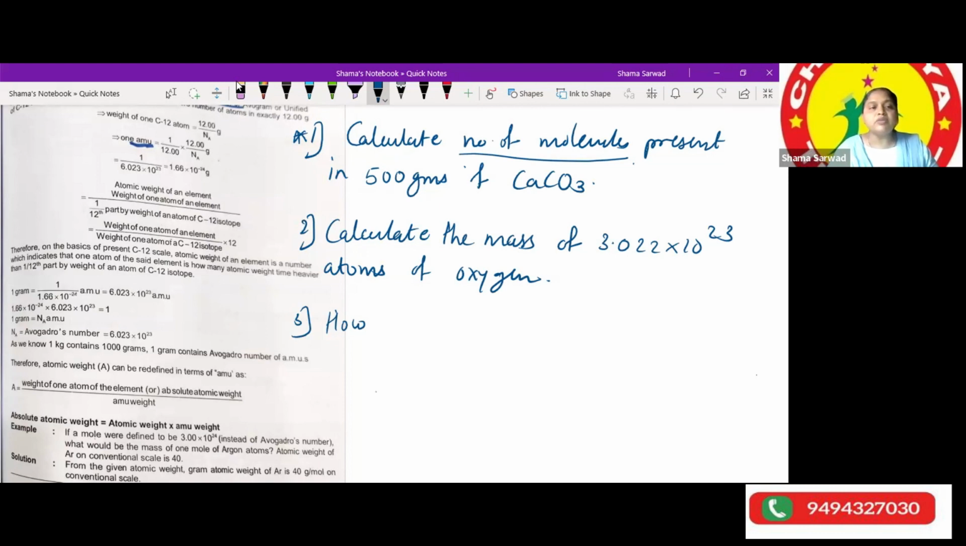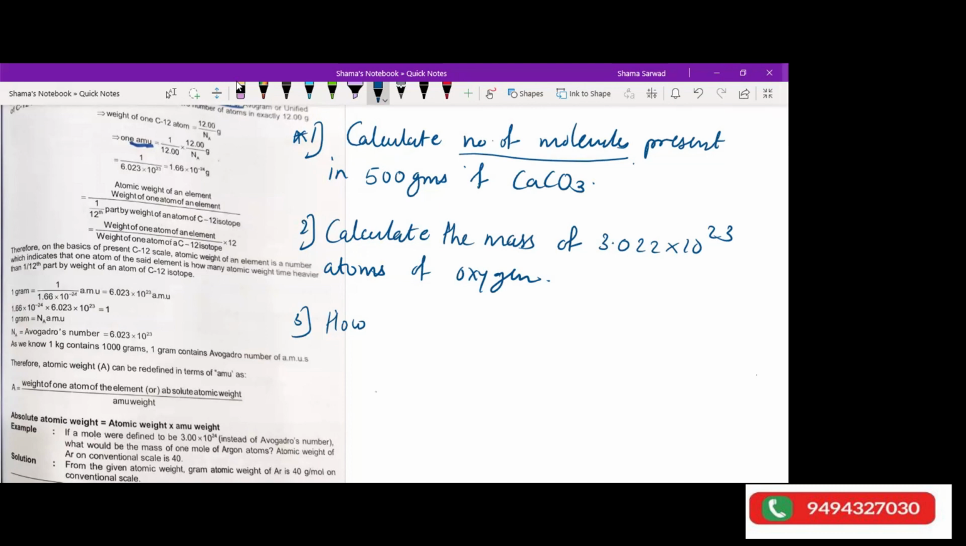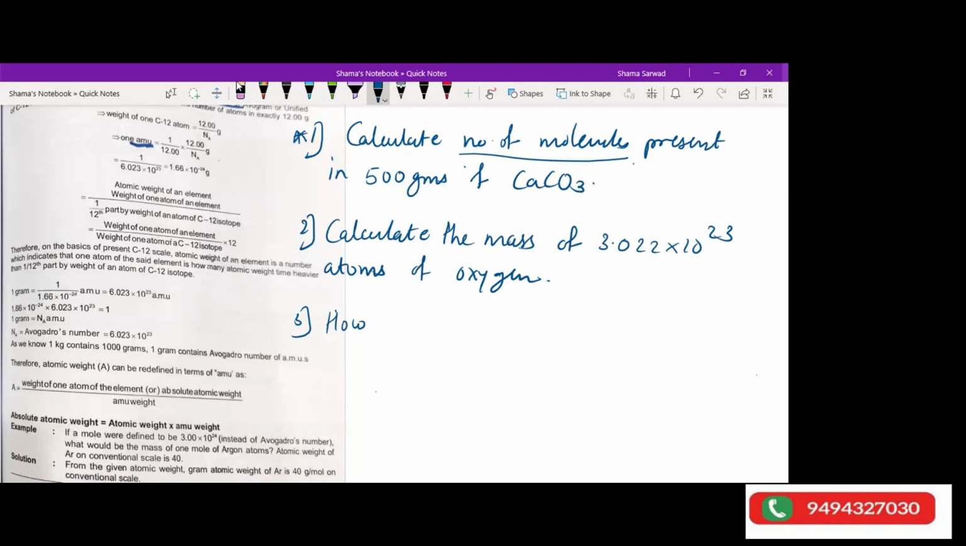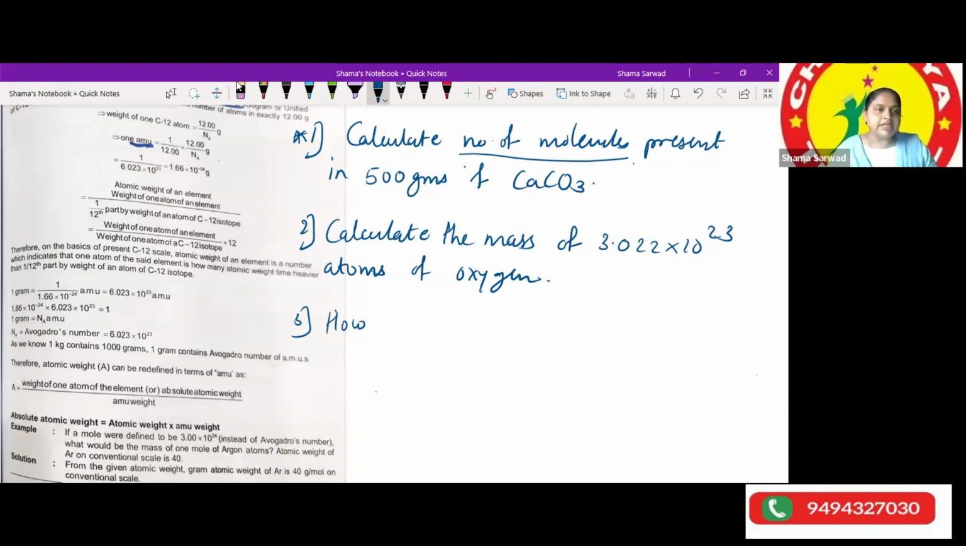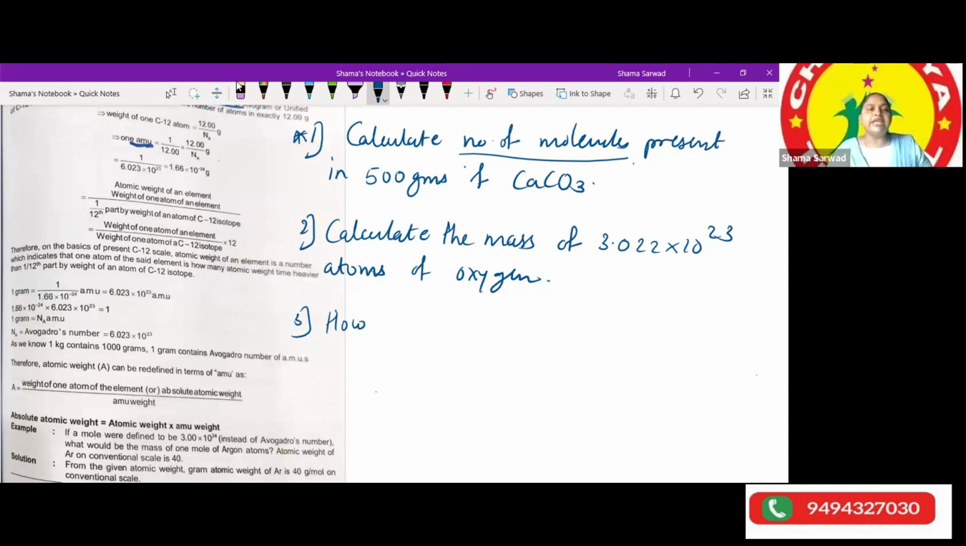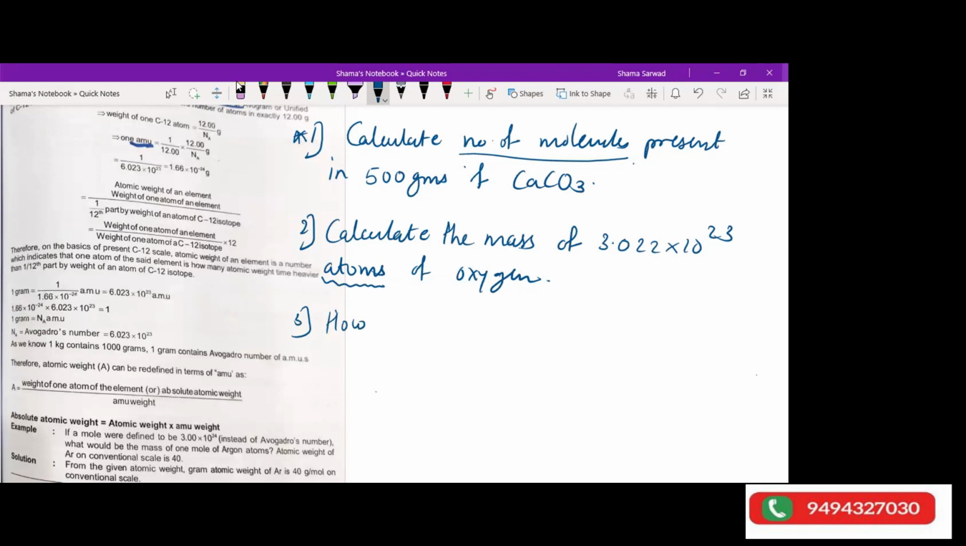You have to multiply it with what? Avogadro's number. What is it? 6.023 into 10 raised to 23. Correct? So 5 into 6.023 into 10 raised to 23. Do the calculation. And while solving, please focus on whether they have asked you atoms or molecules. It's very important.